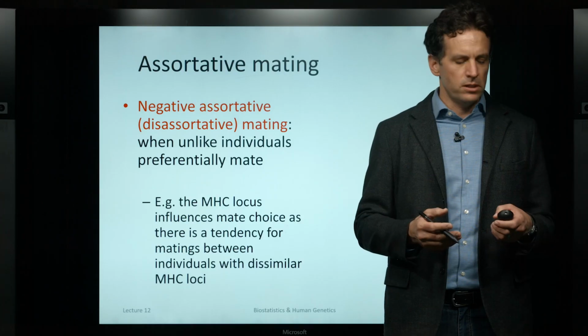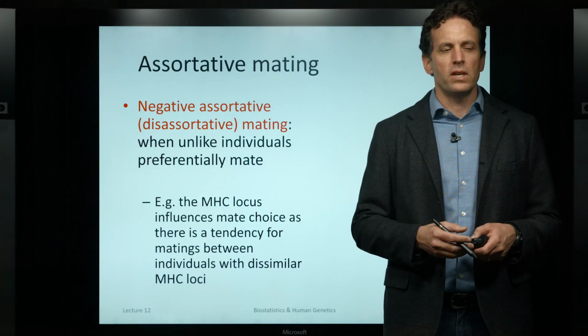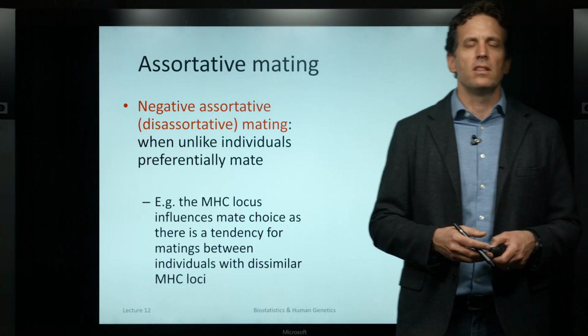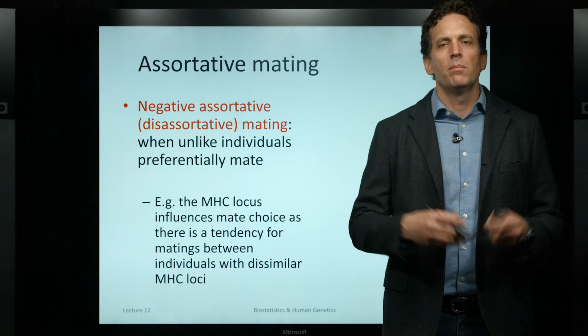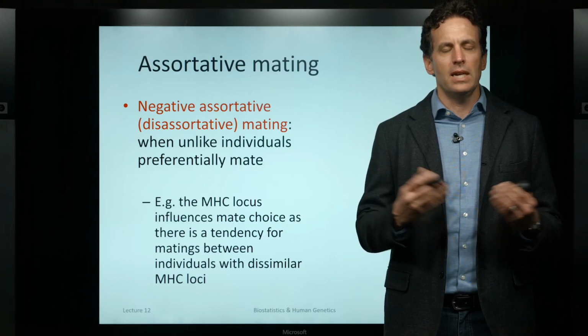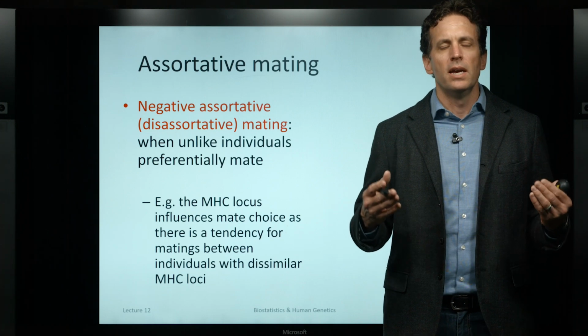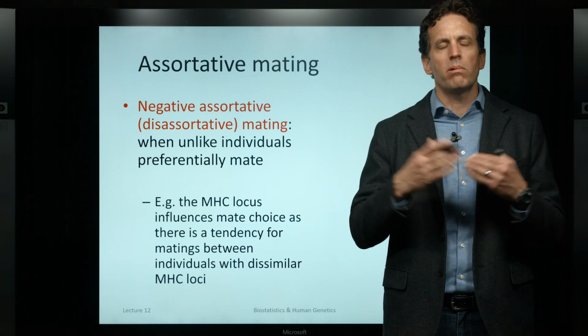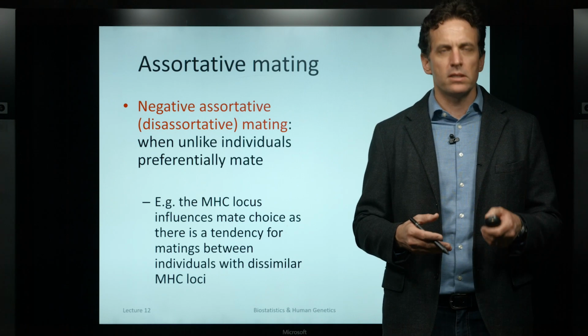This study has since been difficult to replicate, so there are some questions about the validity of these findings. But this principle appears to be true: in the human genome, at the MHC locus and other loci, there is evidence for preferential formation of heterozygous individuals.